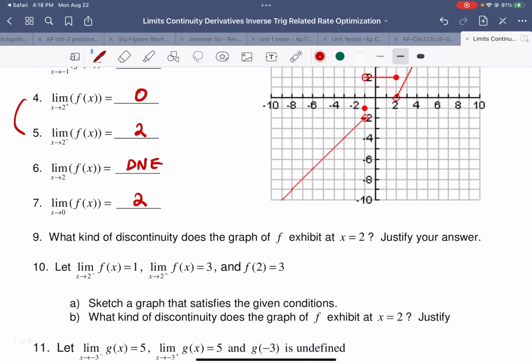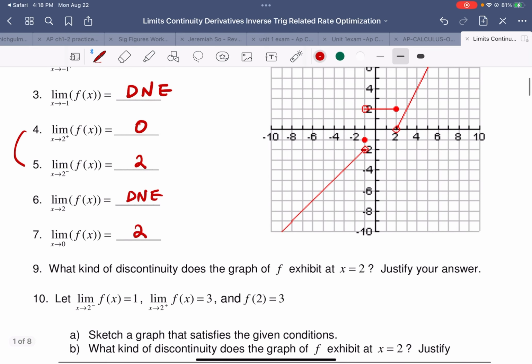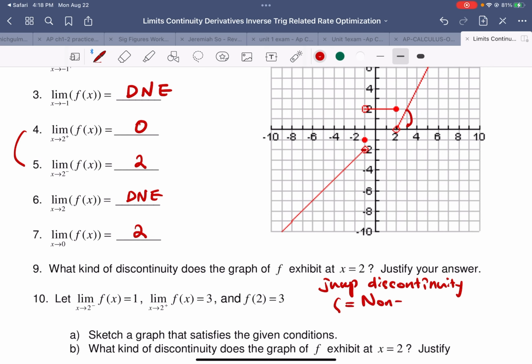Number 9, what kind of discontinuity does f exhibit at x equals 2? As you see here, we call this one jump discontinuity. Also, that belongs to non-removable discontinuity. Okay, how are you going to justify your answer?